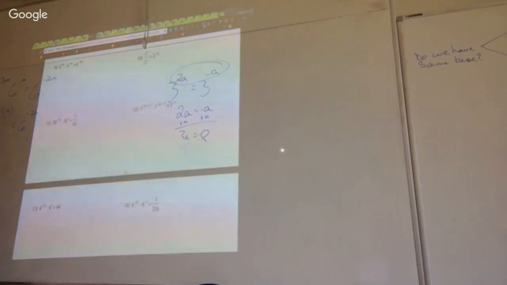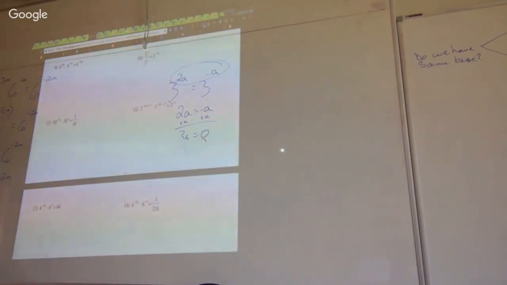Nice. 6 to the 2m is equal to 6 to the negative 2m. Yes. Because 3m plus a negative m gives me 2m. This guy doesn't change. Now we go back to the question. Do we have the same base? Yes. If we have the same base, what can I do? Set the powers equal to each other. 2m equals negative 2m. And now we solve this equation.